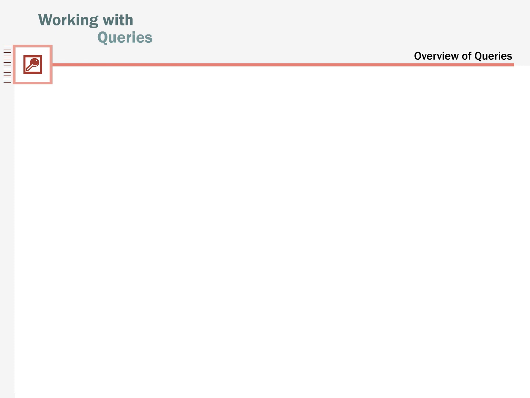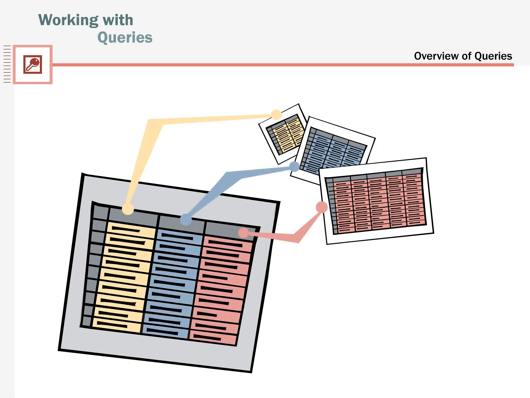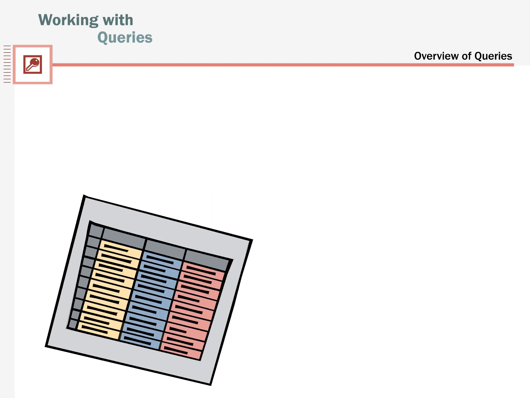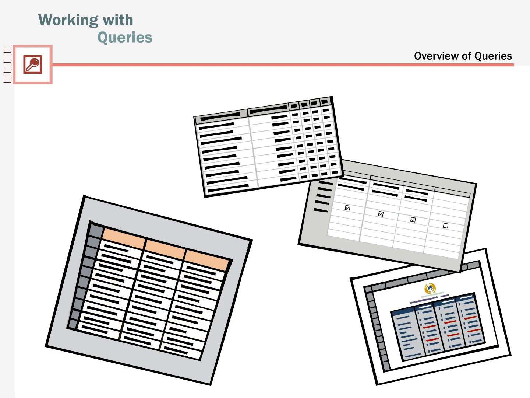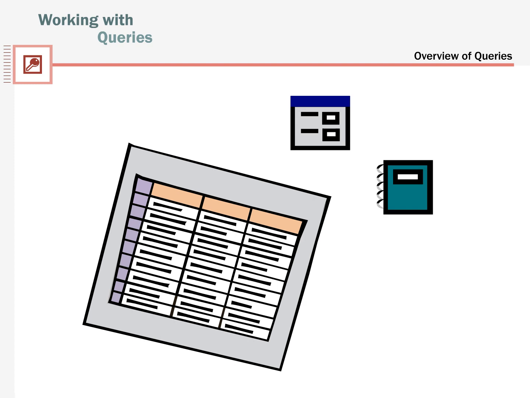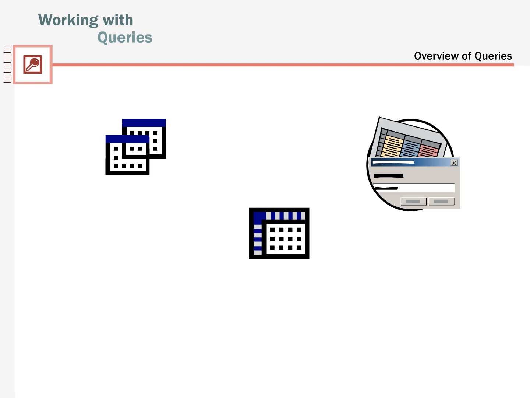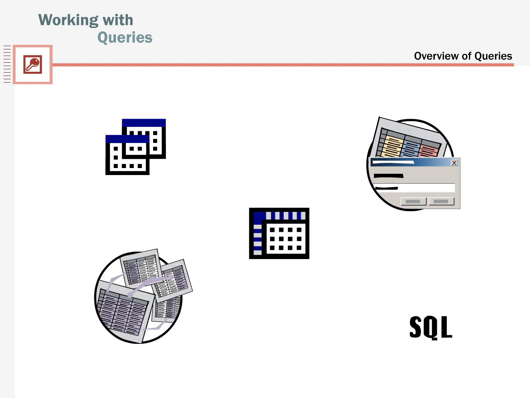Overview of queries. A query is a set of qualities or criteria that you can specify to retrieve specific information from a database. You can use queries to view, change, and analyze information in different ways. You can also use them as the source of records for forms, reports, and data access pages. There are 5 main types of queries: Select, Parameter, Crosstab, Action, and SQL.